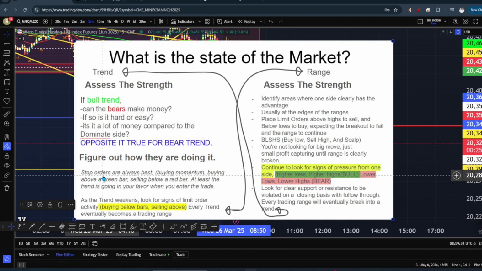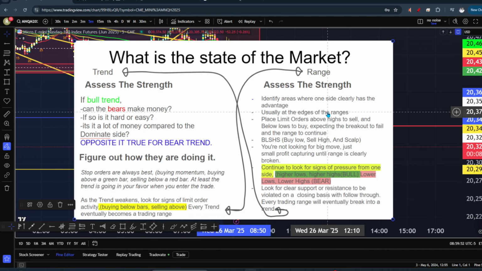Figure out how they're doing it. Stop orders are always best. Buying momentum, buying above a green bar, selling below a red bar. At least the trend is going in your favor when you enter the trade. As the trend weakens, look for signs of limit order activity, buying below bars, selling above. Every trend eventually becomes a trading range.